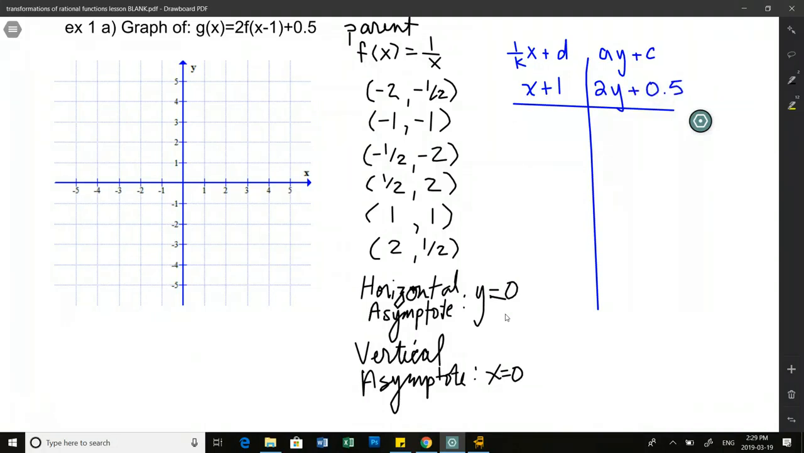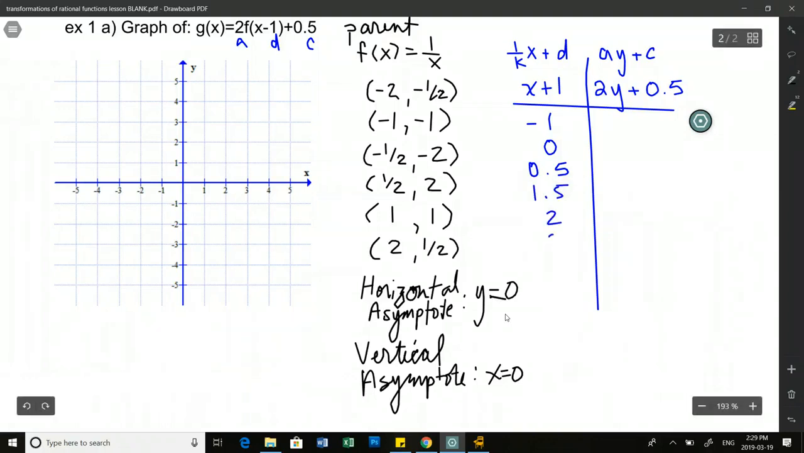Here our k value is just 1, so when I do the reciprocal of 1, I get 1. So there's no point in me writing that in front of x. But we switch the sign of this d value here, and then our a and our c value go with our y. Good? Okay, so let's add 1 to all of our x's here. That should be quick. Okay, and then our y's, we're going to multiply them by 2 and add 0.5.